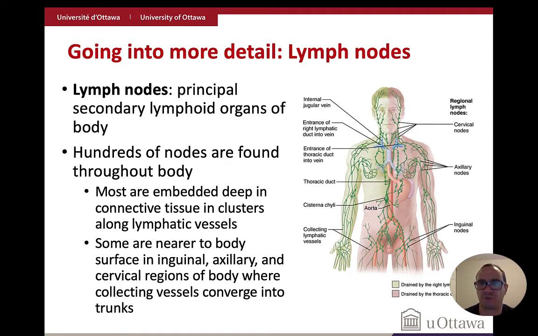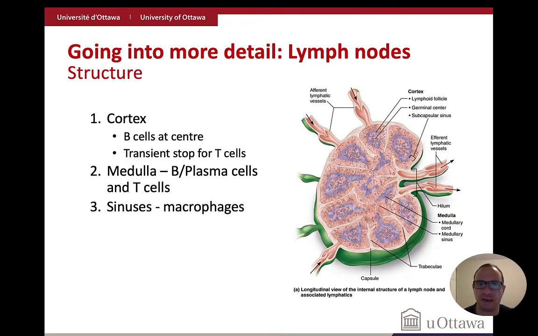So these are going to converge, again, into larger and larger structures, ducts, that eventually empty back into your blood supply. And that occurs, again, here. This is draining this side of the body. And here, which is draining the rest of the body. I didn't outline that very well. Here is on the left side, and that's going to be returned back to the venous system. Lymph nodes have some structure to them. So they're described as having an outer cortex, an inner medulla, and sinuses, okay?